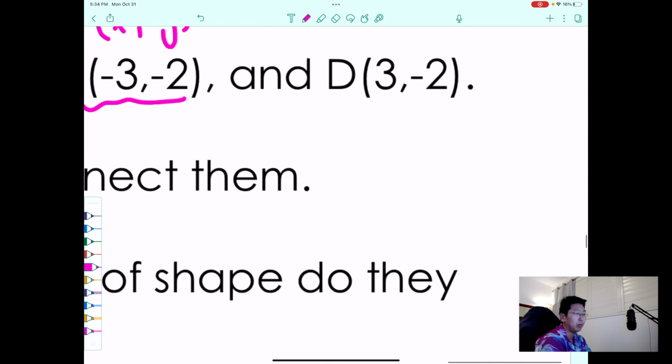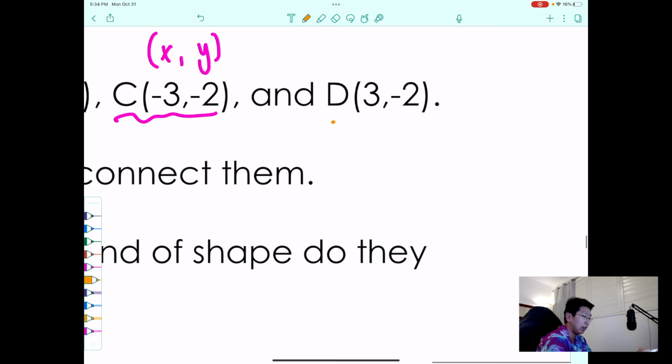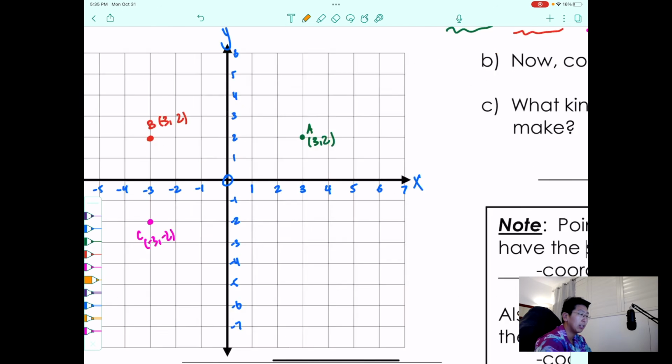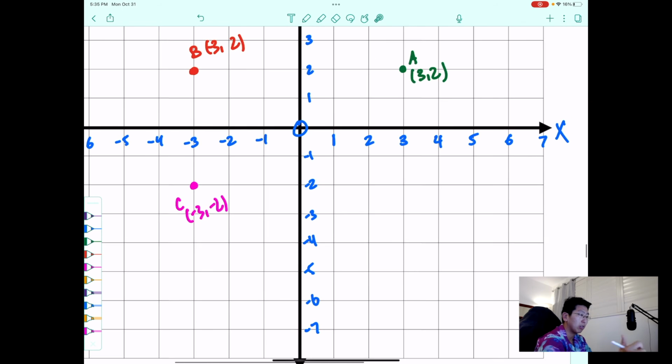And our last point is 3, -2. And so I'm going to go ahead and find 3 on our x-axis, -2 on our y-axis. It's going to be right here. Right there. 3, -2. This is point D. Go ahead and connect the dots.